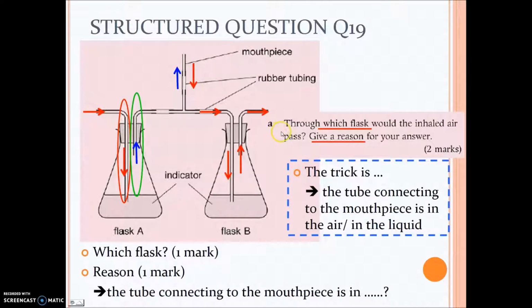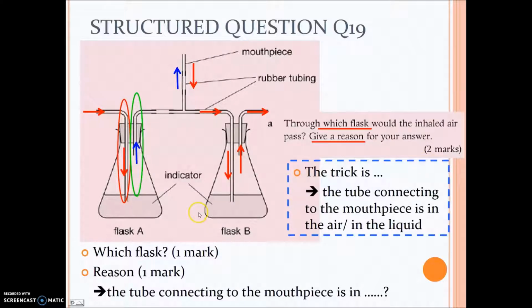So we go back to the question: through which flask would the inhaled air pass, and give a reason. The reason is that trick: how is the tube connecting to the mouthpiece? The tube connecting to the mouthpiece is in the water or in the air. That means in the liquid or in the air. So it determines the airflow.